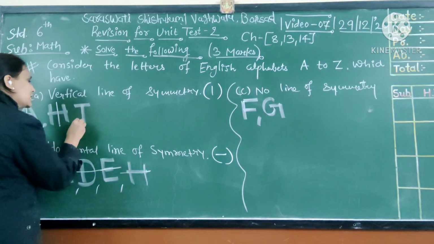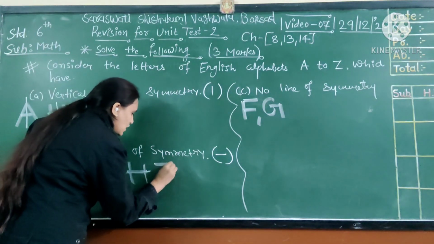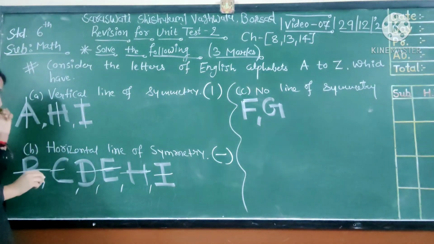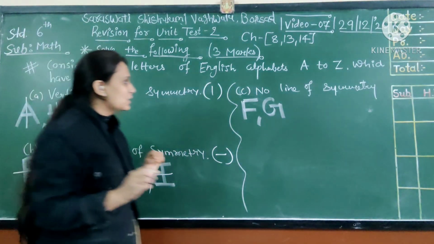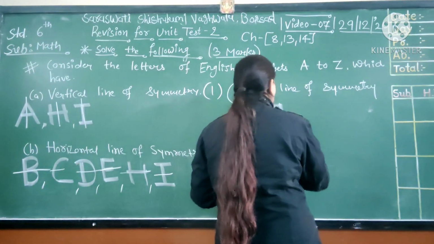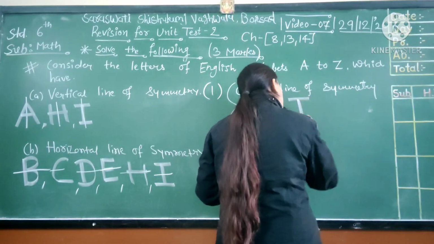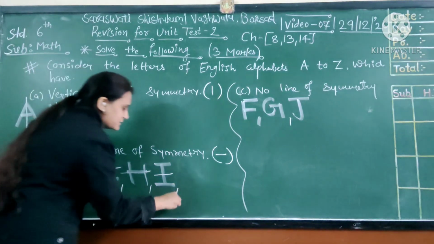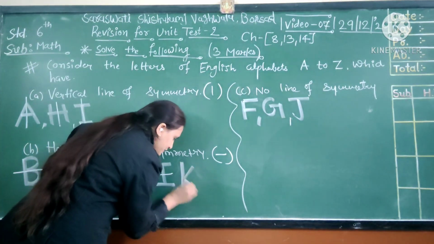So I also will come in both. It has horizontal as well as vertical line of symmetry. Then J. So J has zero line of symmetry. So J will come here. Then K. So K has horizontal line of symmetry. So K will come here.